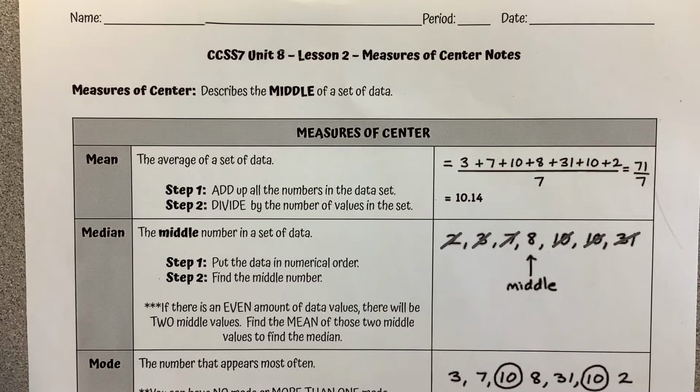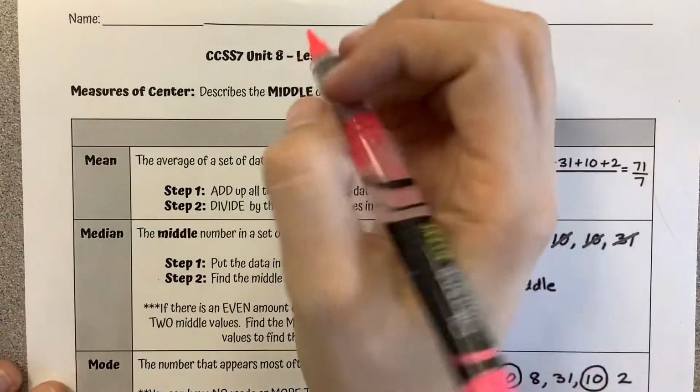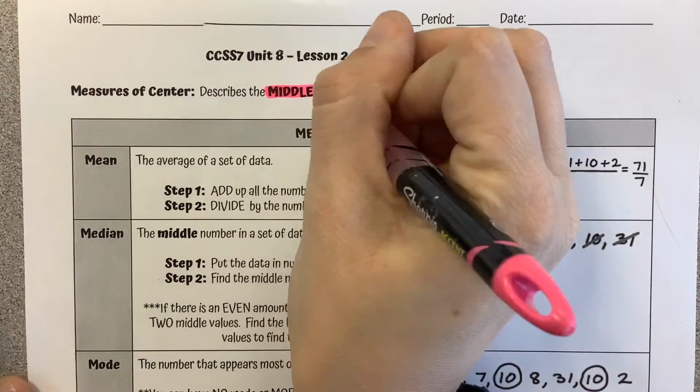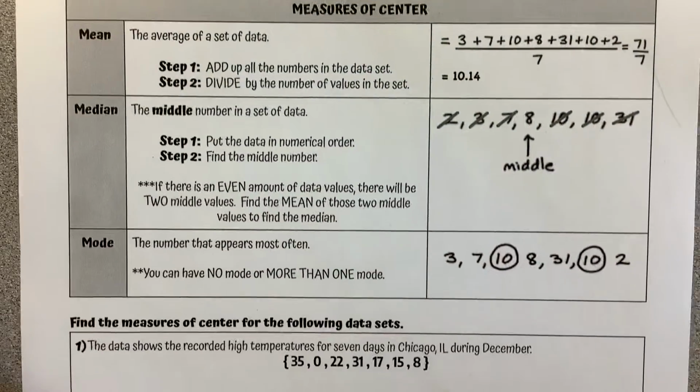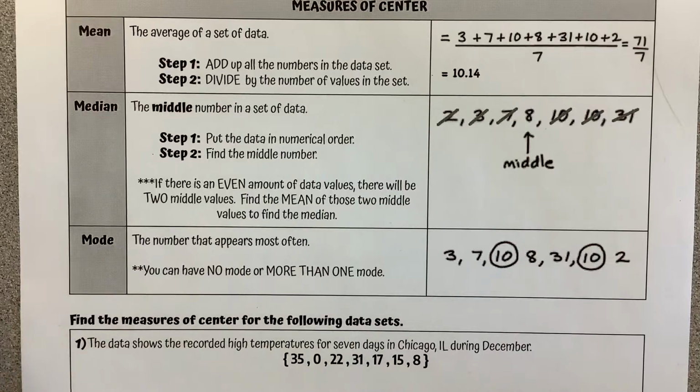All right, when we're looking at measures of center, we are looking at things that describe the middle of a data set. So we're picking one number in the middle that would be representative of the center of a set of data. There are three different things that we look at when we are finding measures of center. First, we have the mean, which is the average of a set of data.